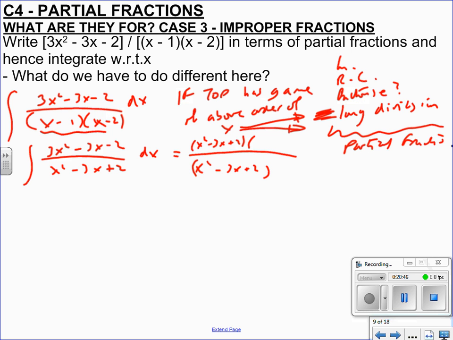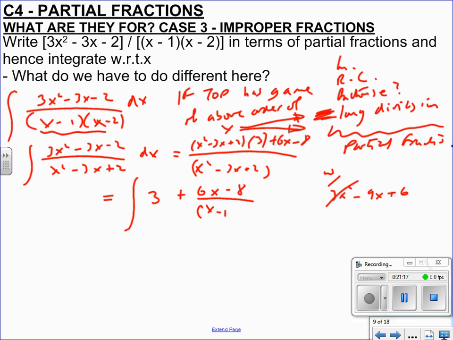What do we need to times x squared by to get what we want? 3. So working to the side, 3x squared, take 9x plus 6. That's cool. We didn't start with 9x, so our remainder is going to be plus 6x. And we have plus 6, we need minus 2, so we need minus 8. So now this problem reduces to 3 plus 6x take 8 all over x squared minus 3x plus 2, which is the same as x minus 1, x minus 2. You see?